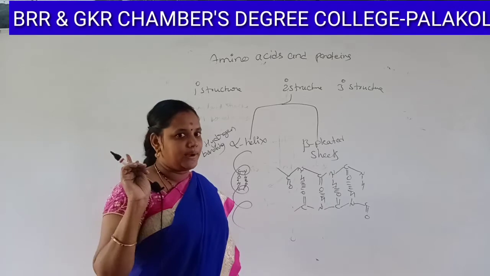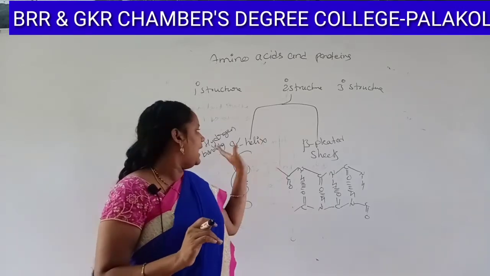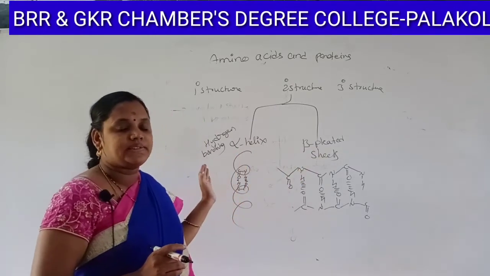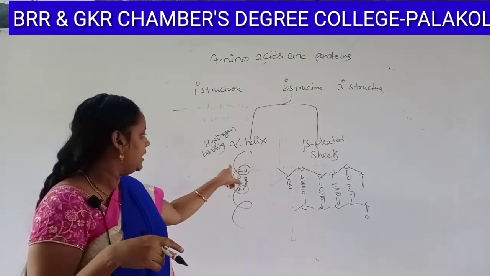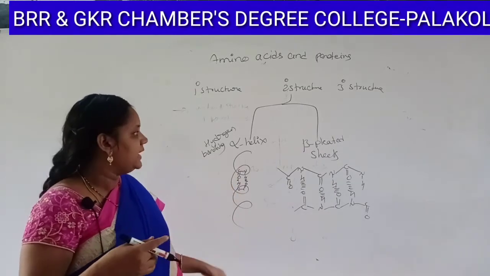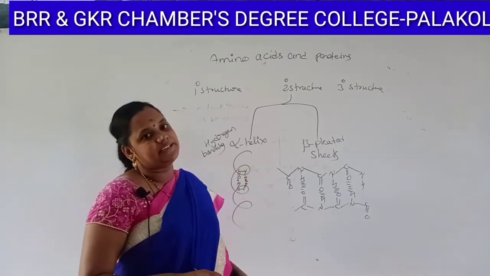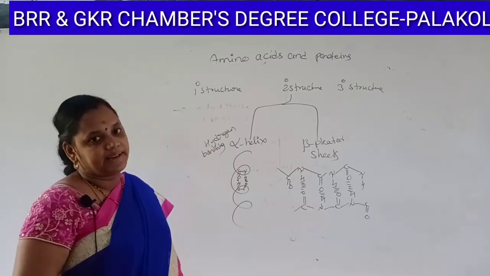Primary structure is a covalent-linked structure. In secondary structure we have two structures, alpha helix structures and beta pleated sheets. Alpha helix structure has a coiled structure. Here we have coiling, spiral compounds. In beta pleated sheets, the protein chains are arranged side by side to form beta pleated sheets. This is about the secondary structure.